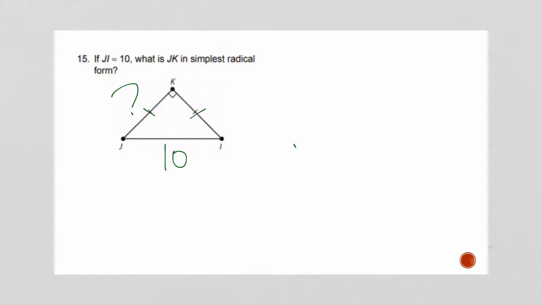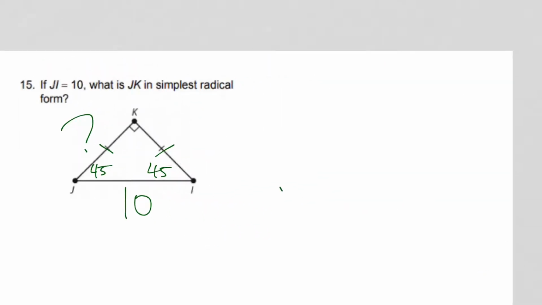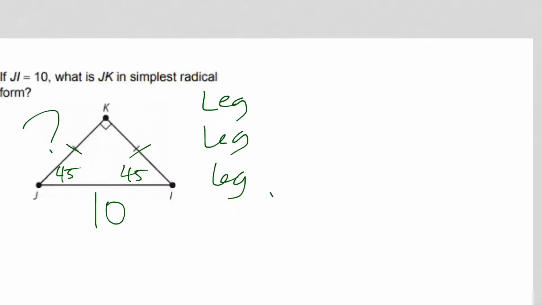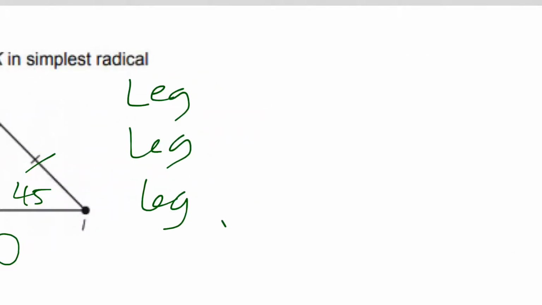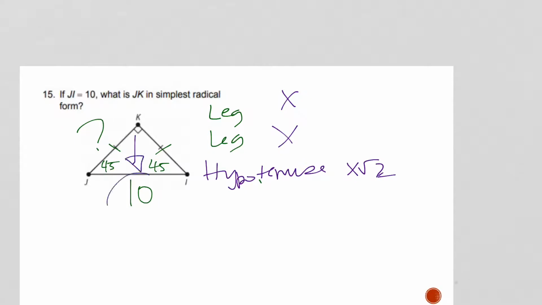Question 11. If JI measures 10, what's JK? Since this is an isosceles triangle, that means that the base angles have to be 45. So if you remember, it goes leg, leg, hypotenuse. There's no such thing as 3 legs. The hypotenuse value, if you remember, is x square root of 2. The legs are both x. So this value that's given to us is the hypotenuse.